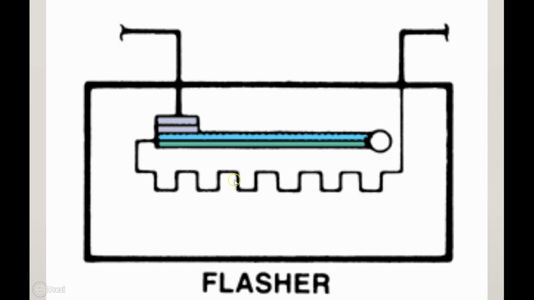Whenever this heater element is on, this bimetallic switch slowly warms up and moves down. When this bimetallic switch moves down, it loses contact on these purple contacts here, and then current stops flowing through the heater element. Therefore, it cools off, and the strip moves back up. That clicking sound you hear from a flasher, that's exactly what is happening. This little bimetallic strip is moving up and down and up and down.